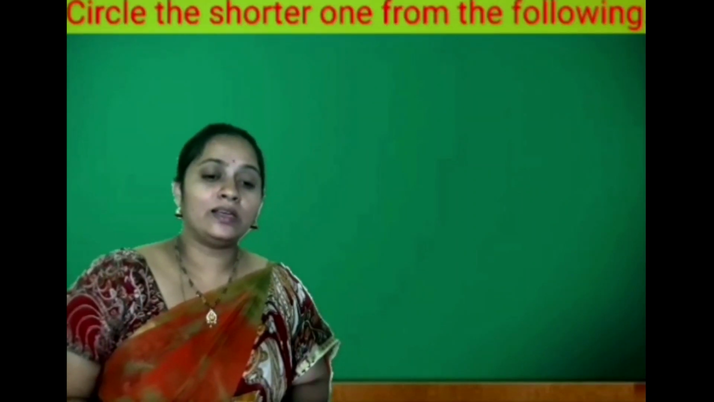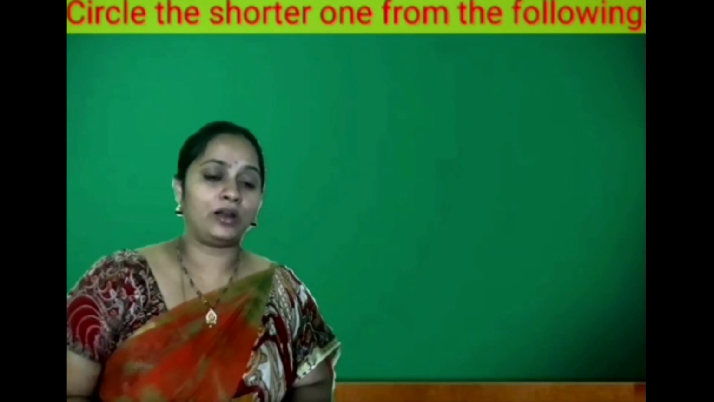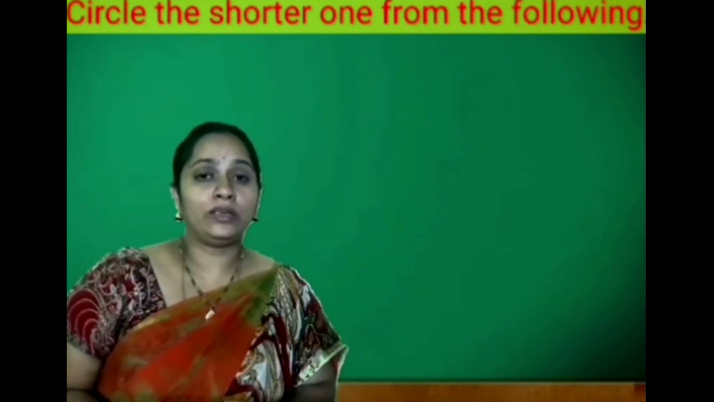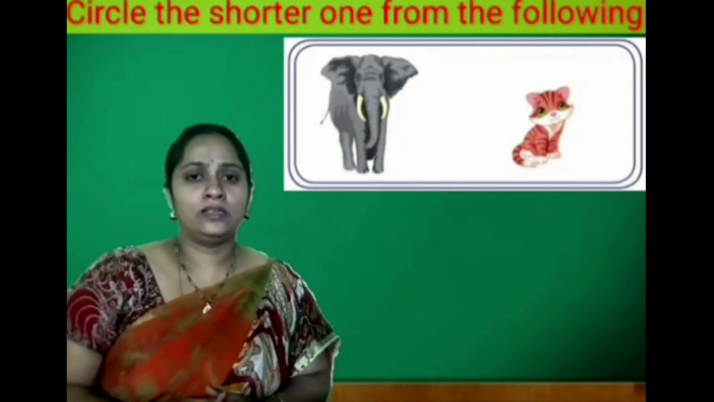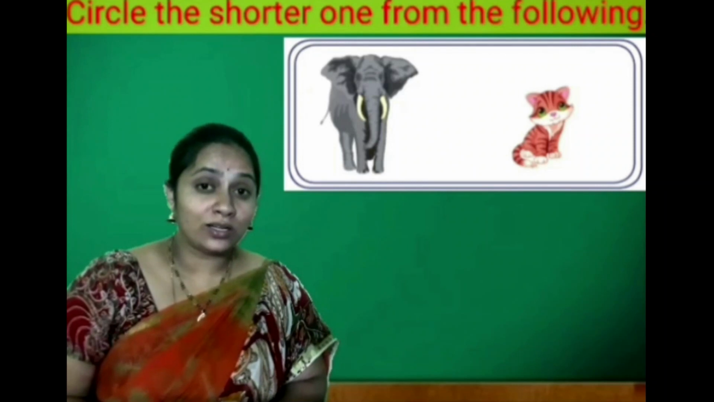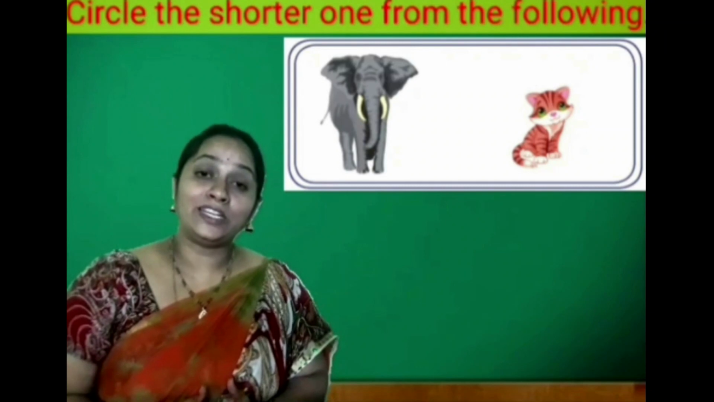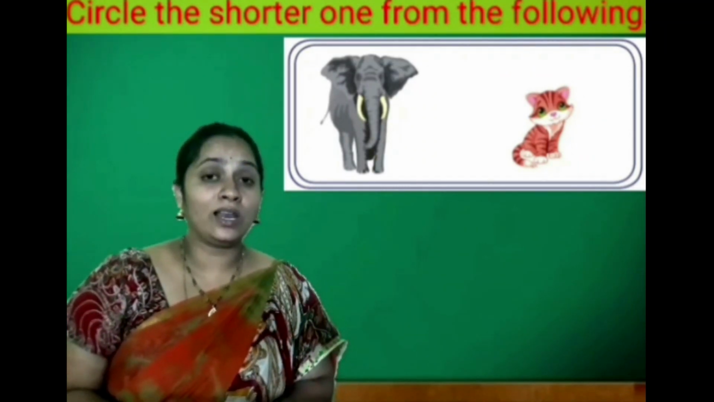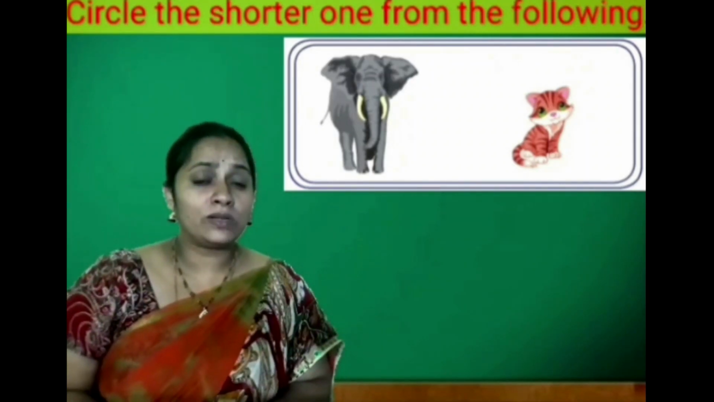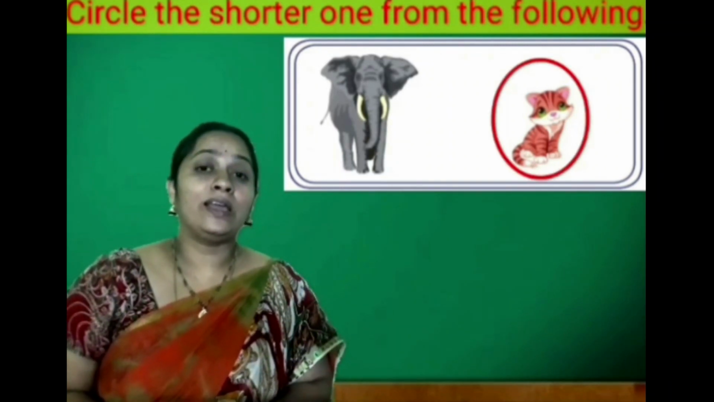Okay. Next one. Coming to the fifth one, circle the shorter one from the following. In the first box, they have given an elephant and a cat. Students, can you guess which one is shorter? Yes, a cat is shorter than an elephant. According to the sentence, we have to circle the shorter one. So in these two animals, which one is shorter? Yes, the cat is shorter. So circle the cat.